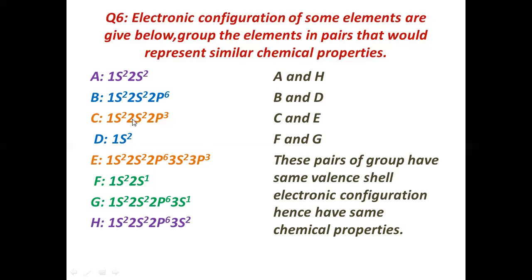Then look at the number of electrons. 3 plus 2, 5 electrons are present in the outermost shell. In this case also 3 plus 2, 5 electrons are present in the outermost shell of E. So C and E belong to a similar group, that is group number 5, and as a result they have similar chemical properties. F has 1 electron in the outermost shell and G also has 1 electron in the outermost shell, so they have similar chemical properties. These pairs of group have the same valence shell electron configuration, hence have the same chemical properties.